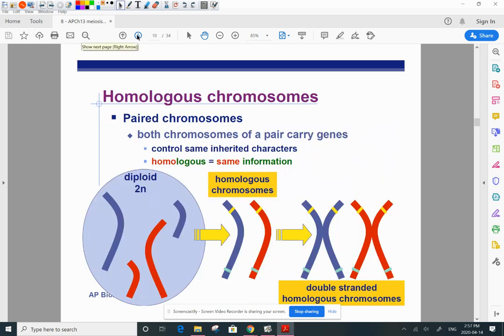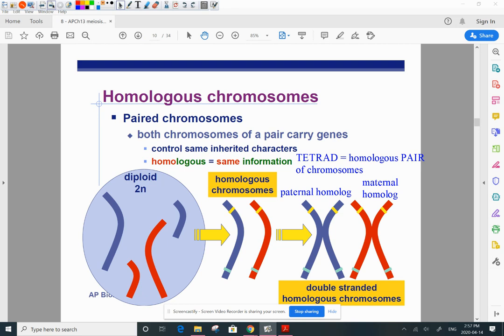So here's a new word for us when we are looking at meiosis. We are talking about homologous chromosomes, or tetrads, or homologous pairs of chromosomes. These have similar information to one another, but half, remember, comes from dad. That's our paternal homologue, and half comes from mom. That is our maternal homologue. All right, so they are paired up as tetrads in meiosis 1.